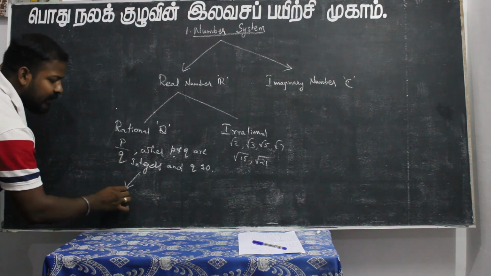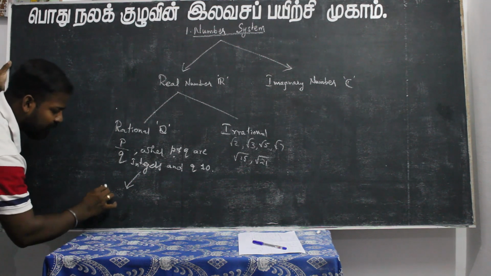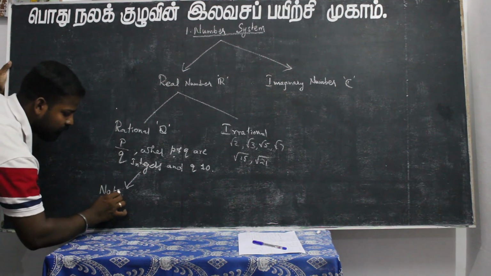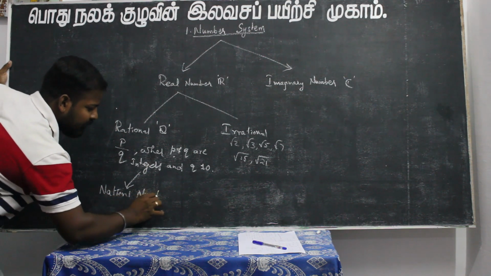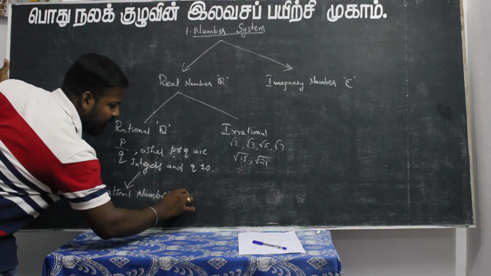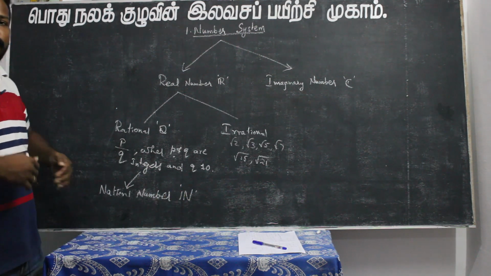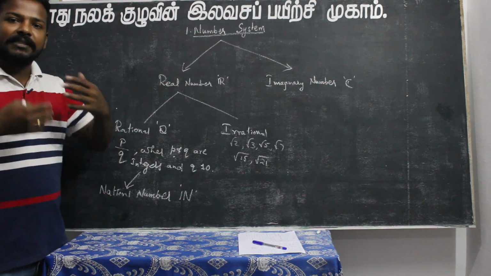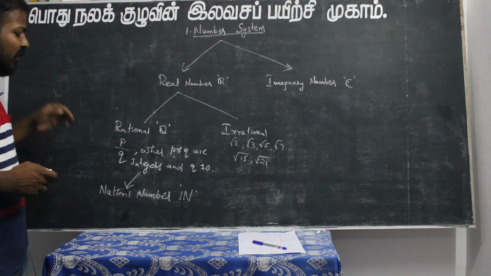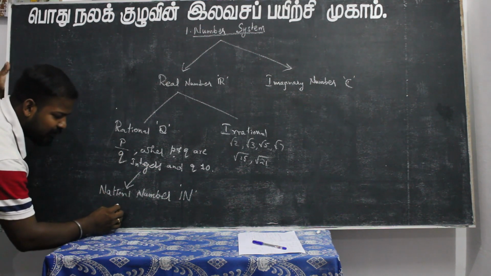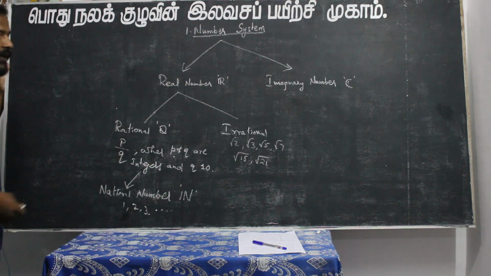The rational number system contains three number systems. The first one is the natural number, denoted by capital N. Why do we say natural number? Whenever we start counting, naturally we count 1, 2, 3, 4. That is why it is called a natural number. Natural numbers start with 1, 2, 3 up to infinity, still going on.